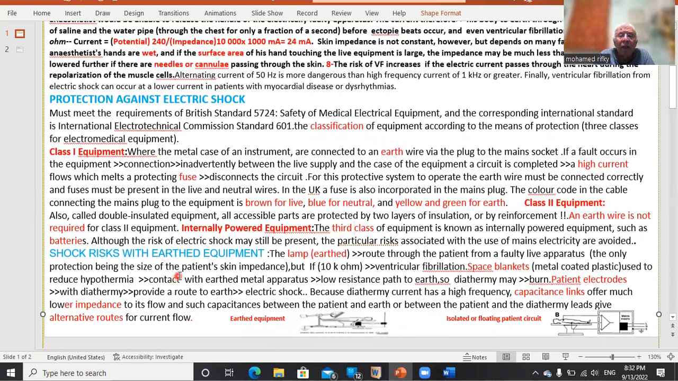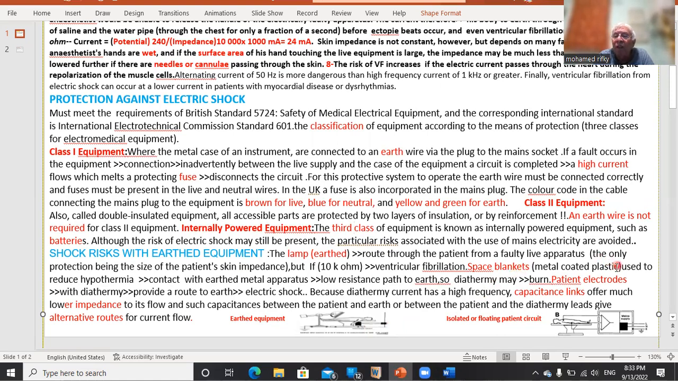Shock with earthed equipment. Whenever there is a fault in the anesthetic or the electrical equipment, the current can go through the patient touching, suppose, the handle of a bulb. Through this part being earthed, he can easily be electrocuted.